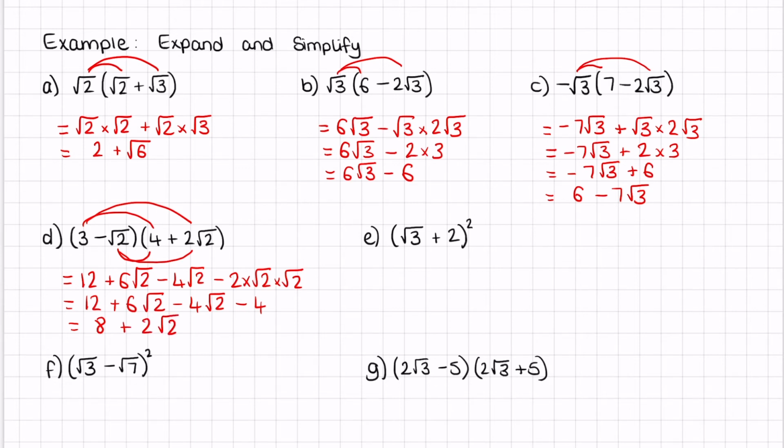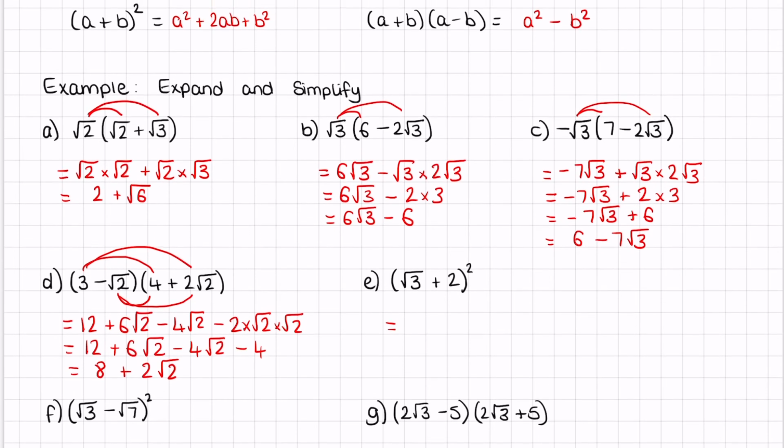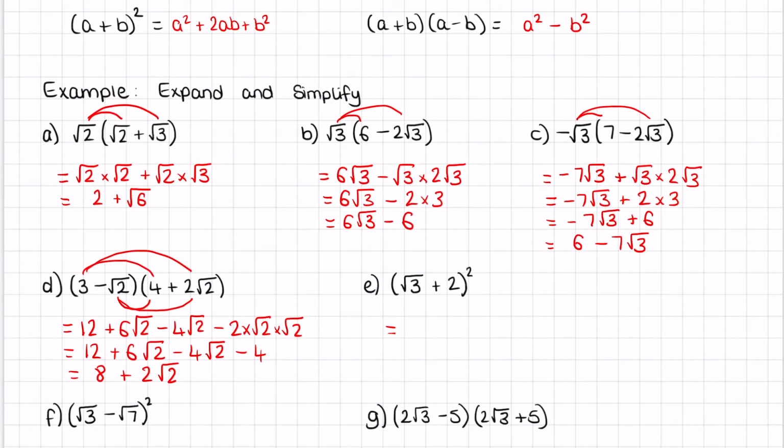Here we have a perfect square. I'm just going to scroll up slightly so we see our perfect square rule there. So it's a squared plus 2ab plus b squared. We'll have root 3 squared plus 2 times root 3 times 2 plus 2 squared. Now root 3 squared is just 3. 2 times root 3 times 2 will be 4 root 3. And then 2 squared is just 4. So then we end up with 3 plus 4, which is 7, plus 4 root 3.